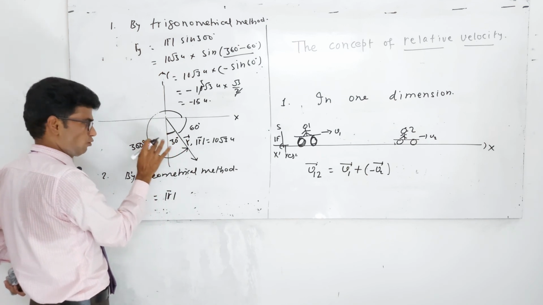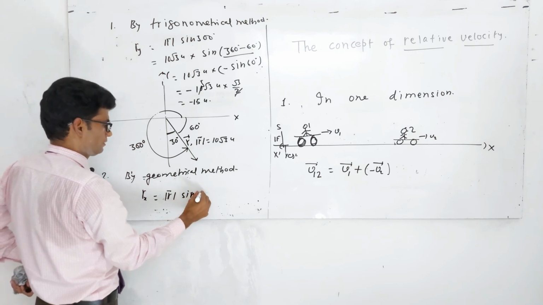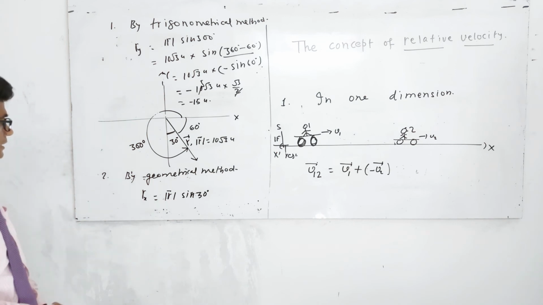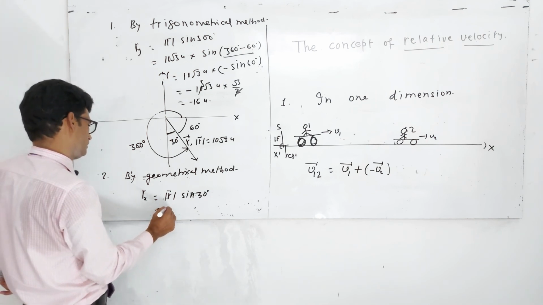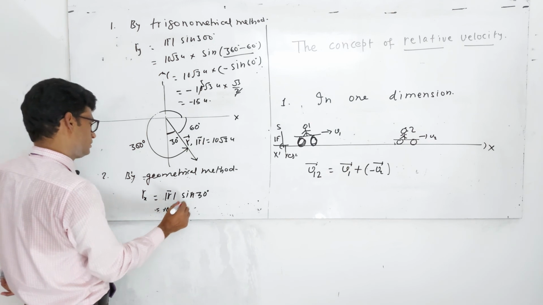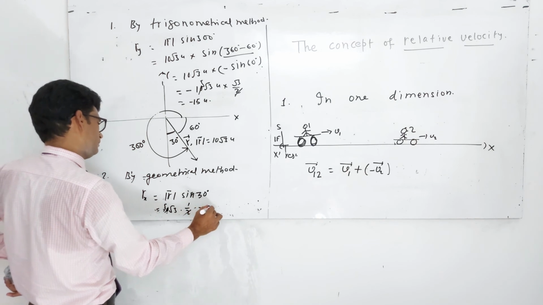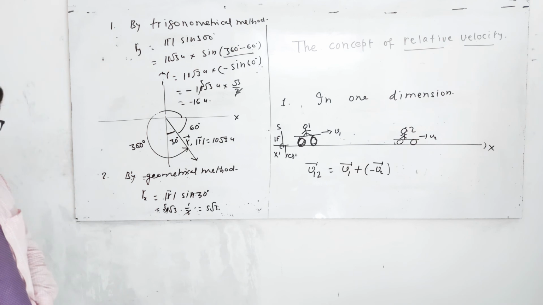y in y cos, then in x sin, 30 degree. Sin 30 degree. This is 10 root 3. Sin 30 is half. This is the 5 root 3. Look at, in the trigonometrical method also the x component is 5 root 3.